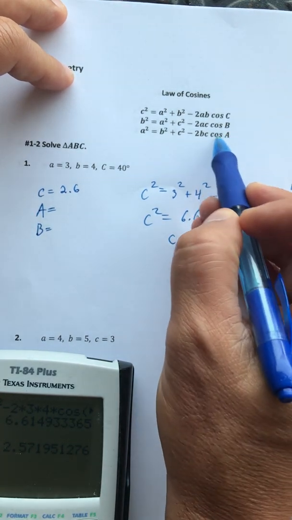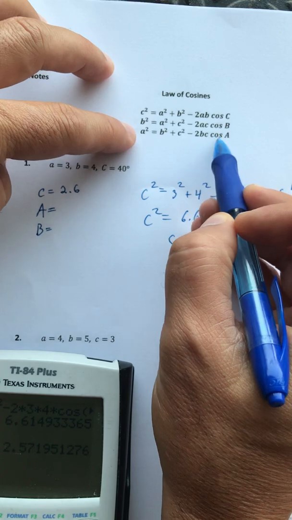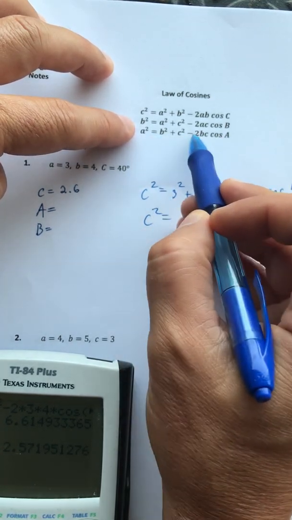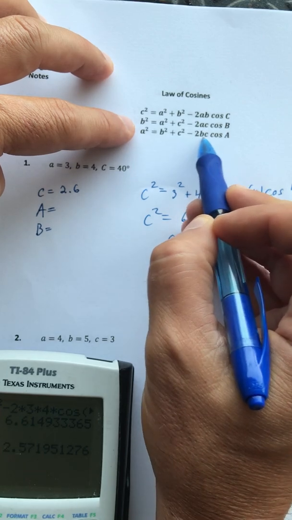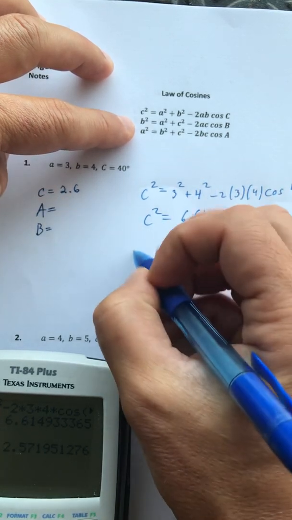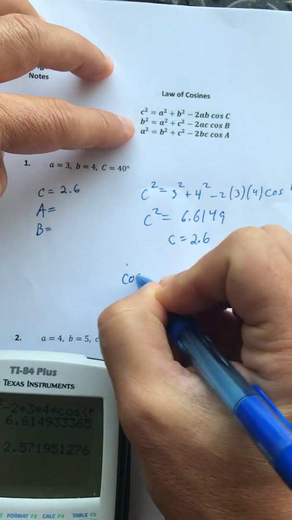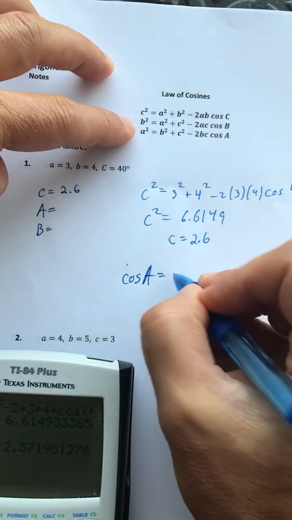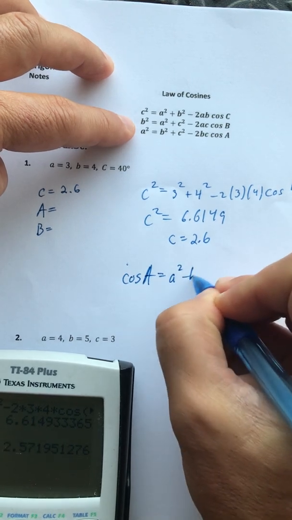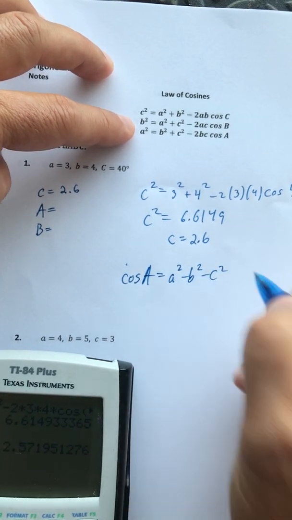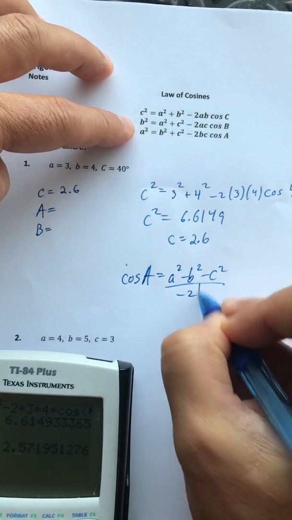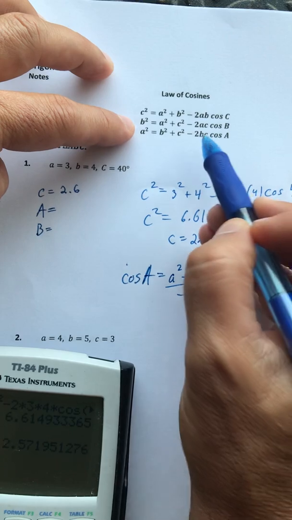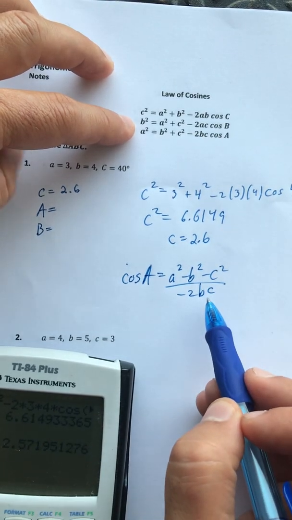So I'm going to solve this formula for the cosine of A. So meaning I'm going to subtract the B squared, subtract the C squared, and divide by negative 2BC. If I do that, I get the cosine of A. Again, I'm moving all this other stuff over. I'm solving for cosine A. Is A squared minus B squared minus C squared divided by negative 2BC. Right, so I subtracted B squared, subtracted C squared, and divided by negative 2BC.